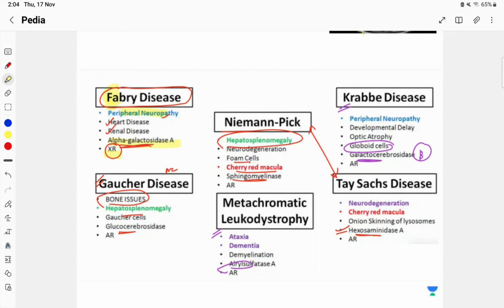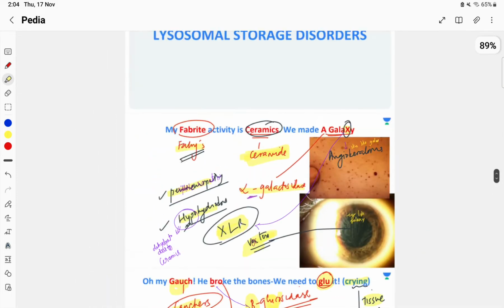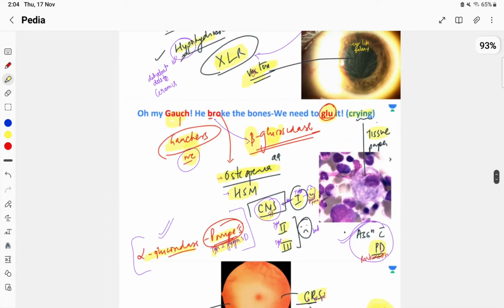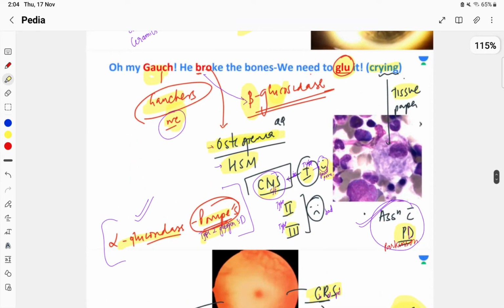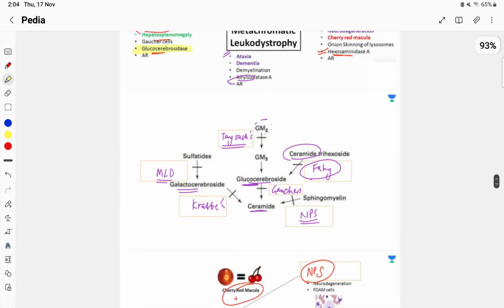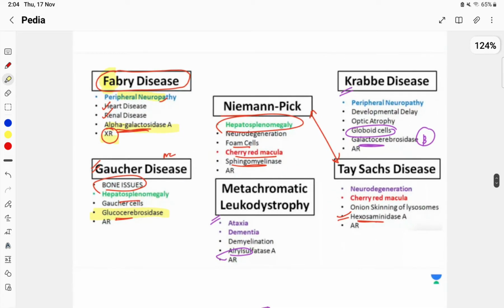Next is Niemann, next is Gaucher's. Oh gosh, he broke his bone, right? So there are bone issues, hepatosplenomegaly, Gaucher cells, and it's glucocerebrosidase. Remember, it's glucocerebrosidase. Because he broke, and we need a glue to fix that. Beta-glucocerebrosidase: we need a glue to stick it.